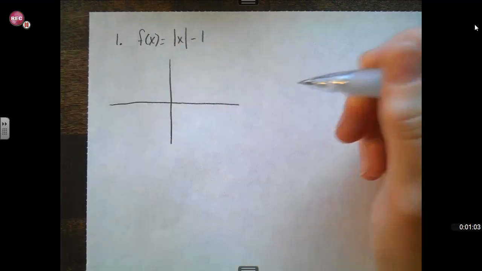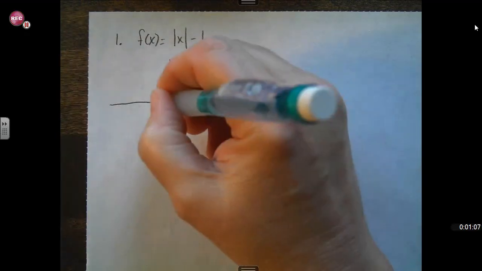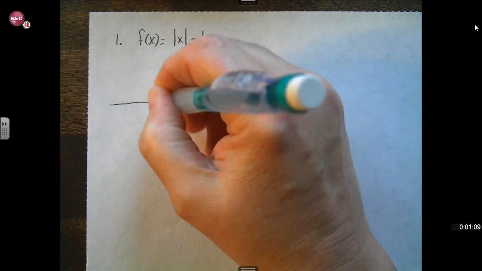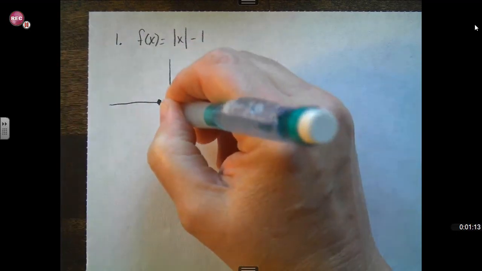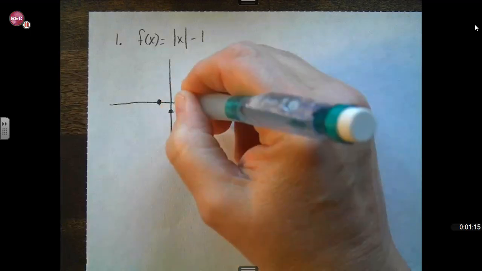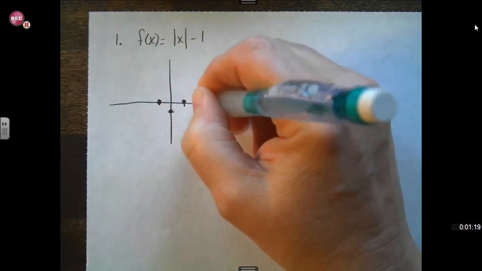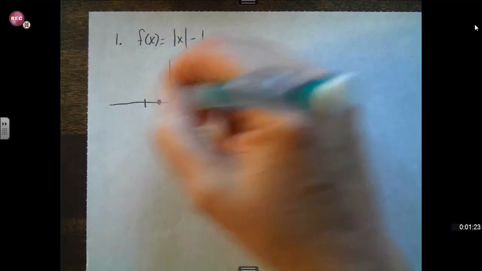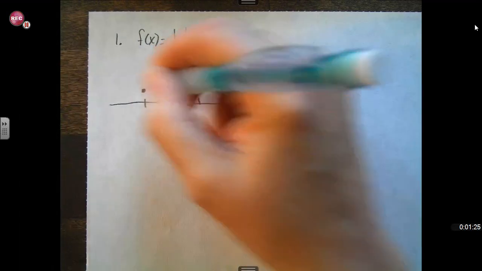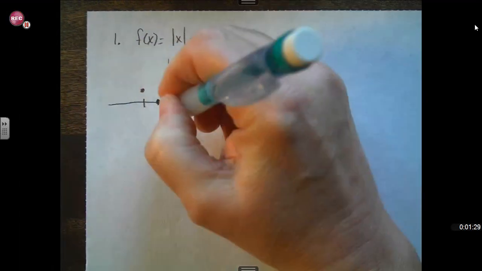So I look at that graphically. If I plug in -1, I get 0. And if I plug in 0, I get -1. If I plug in 1, I get 0. If I plug in 2, I get 1. If I plug in -2, I get 1. Absolute value is a V. It goes something like this.